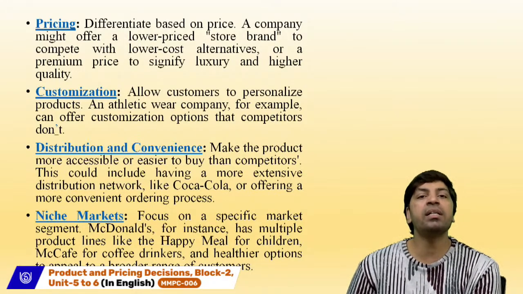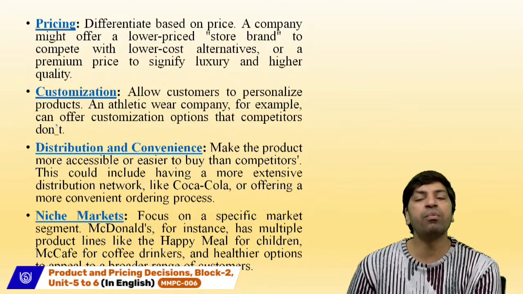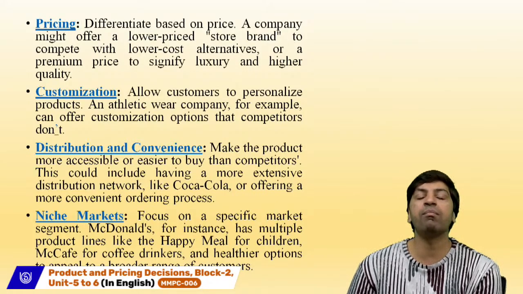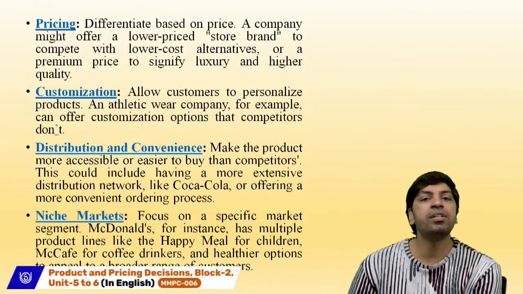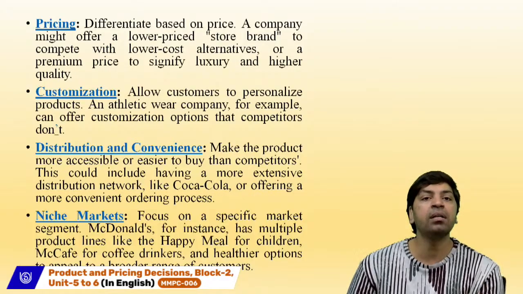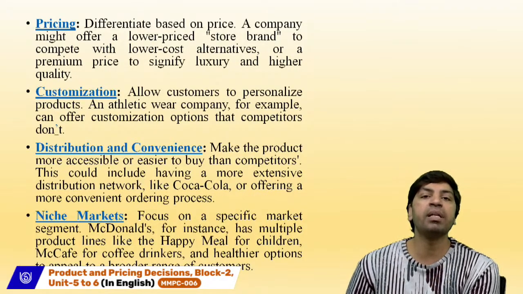Next one is distribution and convenience. So making the product more accessible and easier to buy than the competitors. It could include having a more extensive distribution network, like Coca-Cola has, or offering a more convenient ordering process as well.